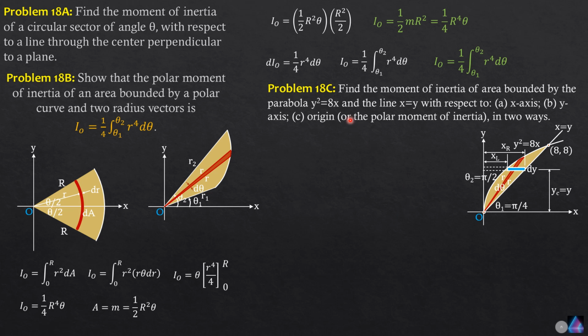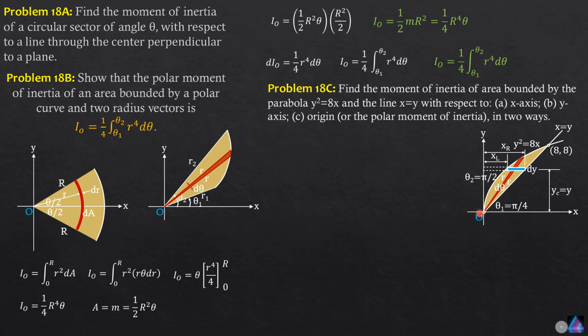Then for problem 18 the C, find the moment of inertia of area bounded by the parabola y squared equals 8x and the line x is y. So we use this result here. And remember that IO is IX plus IY. I will present two ways. One is the elementary way, the original way, and the other one is using these results here, because we can transform this parabola to polar form, polar equations.